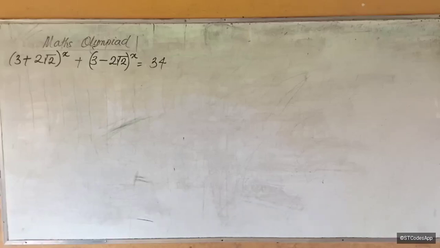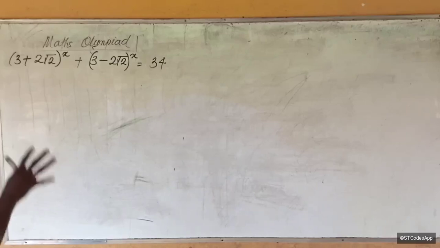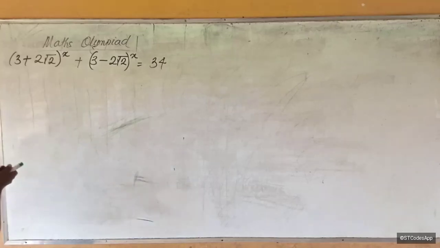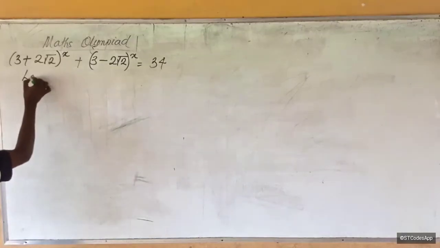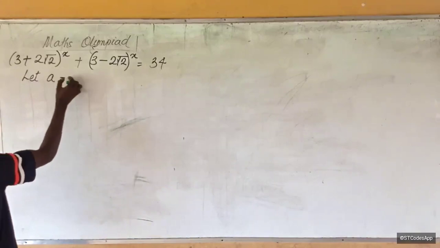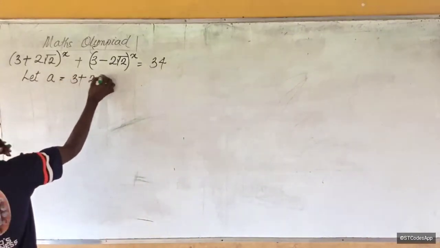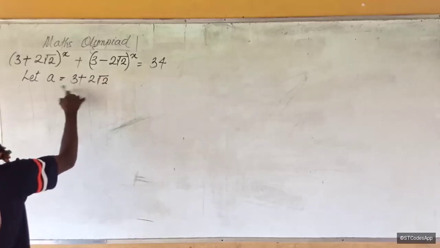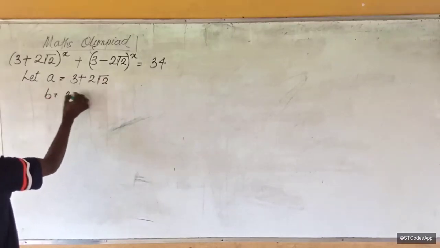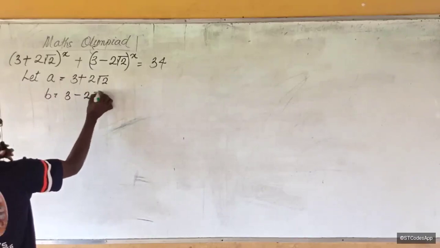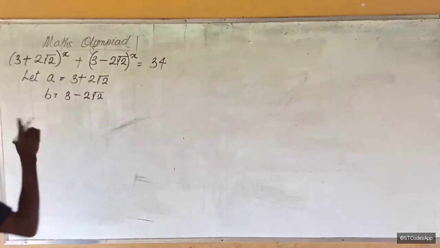So one thing we can do here is to, there are a lot of things we can do here. First, we can say let A be equal to 3 plus 2 root 2, and then B be equal to 3 minus 2 root 2. Okay, you know one thing I want to do? What I want to do is this.